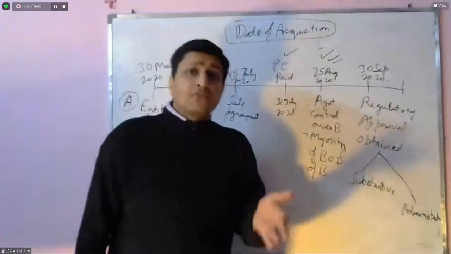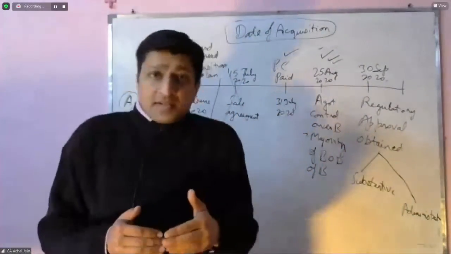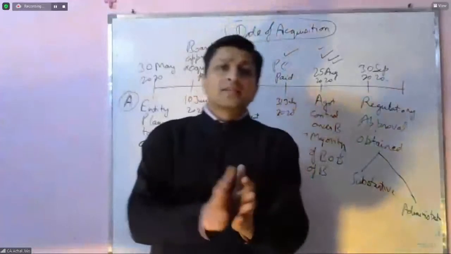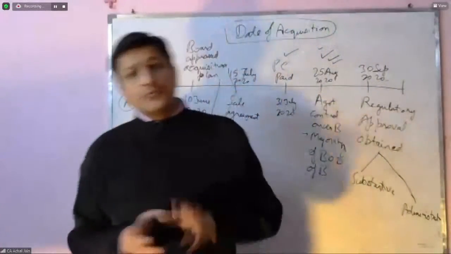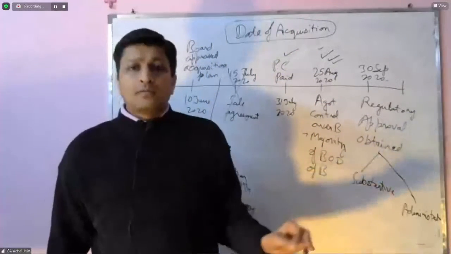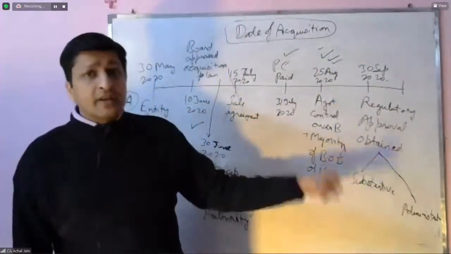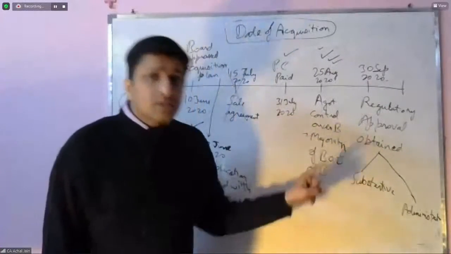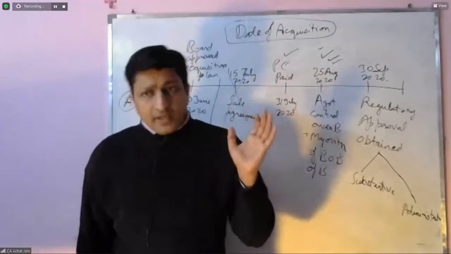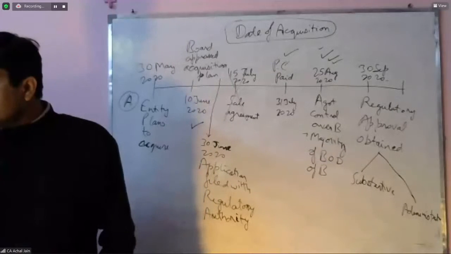Now, once again, whether that regulatory approval is substantive or not has to be assessed on a case-to-case basis. For your purposes, you need not worry. In the exam, you will get to know in the question itself whether it is substantive or not. But you need to remember that whenever regulatory approval is substantive in nature, the business combination accounting cannot start before this. Clear on this point? All of you? Any questions, any doubts in case you have?